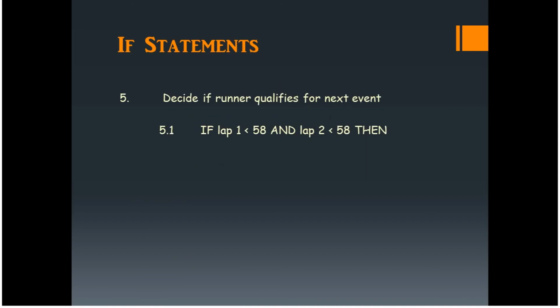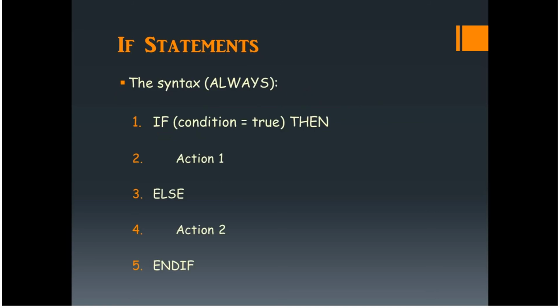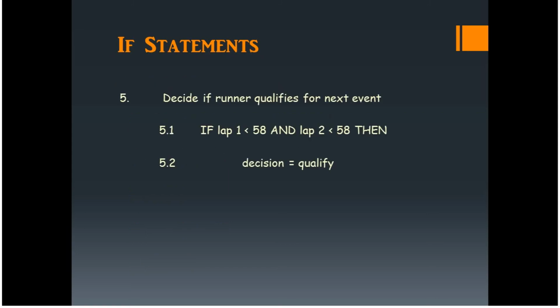So how do we write that out? If lap 1 is less than 58 and lap 2 is less than 58, then. Notice my if, notice my then at the end. Make sure you get your syntax. So if both of these are true, what action is it we carry out? Well, according to this scenario, the decision is that they qualify. It was that simple. If both of those laps are less than 58, then that runner qualifies.